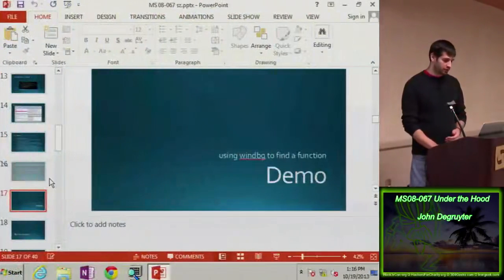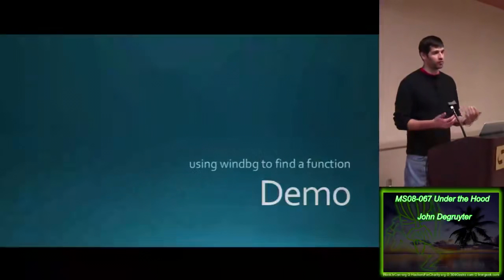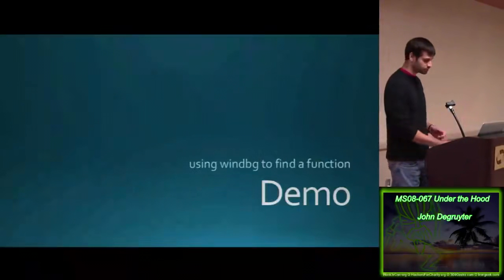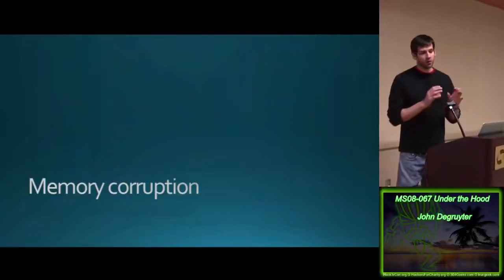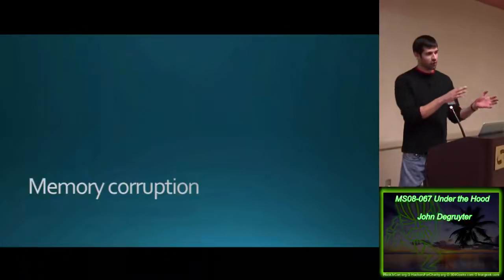Now we have the vulnerable function that we want to look at. So now we want to look at the memory corruption itself. So we know what's possibly bad, so what actually happens.